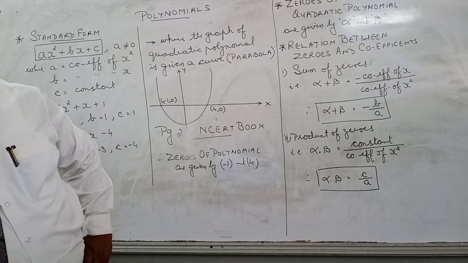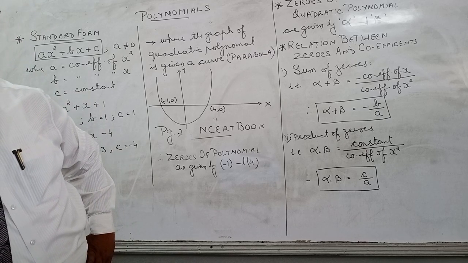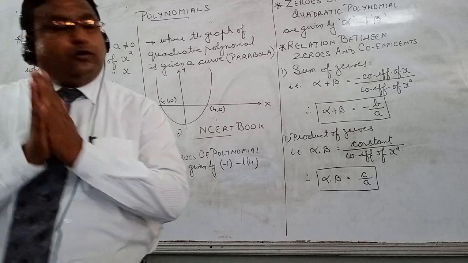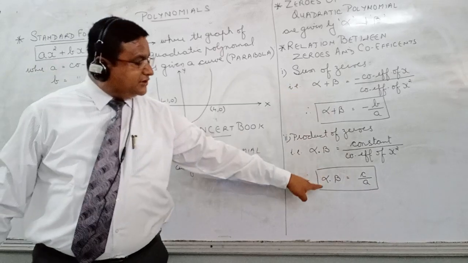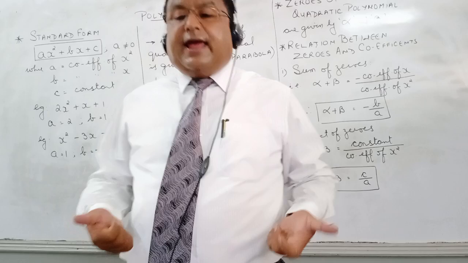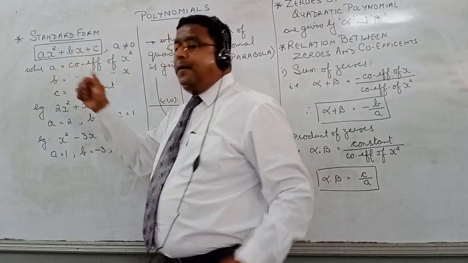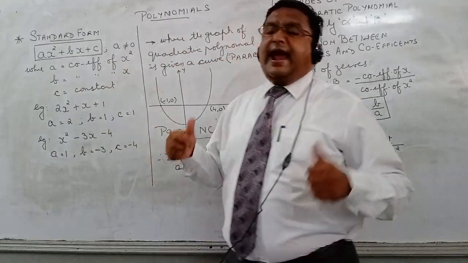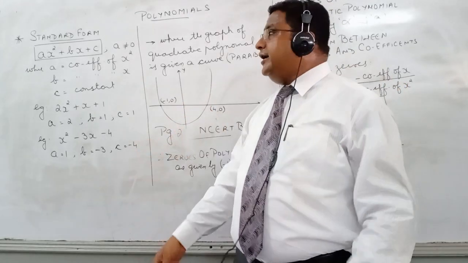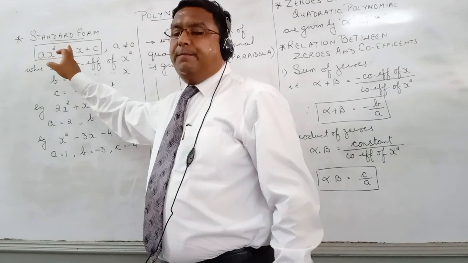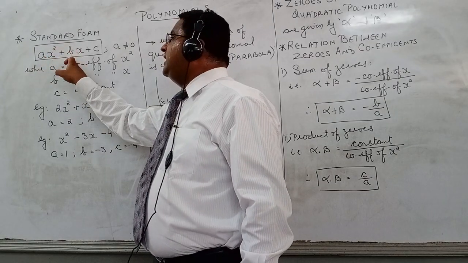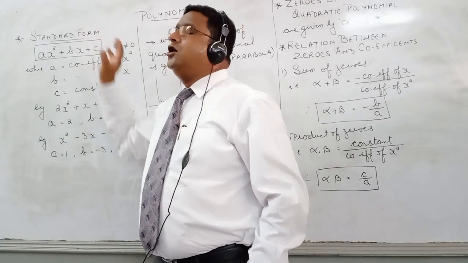Check those questions. It says, find the zeros of the following quadratic polynomials and verify the relation between the zeros and the coefficients. By this time, you should know what A, B and C are: A is the coefficient of x square, B is the coefficient of x, and C is the constant. What is the standard form of a quadratic polynomial? Ax square plus bx plus c.